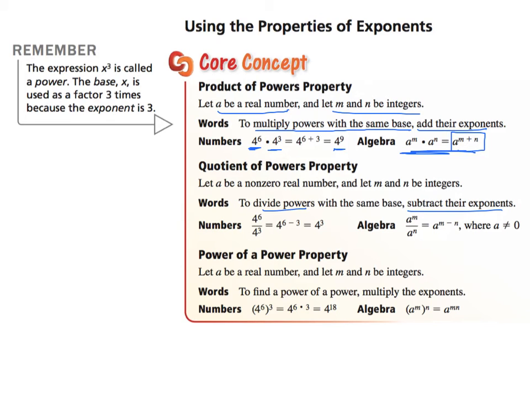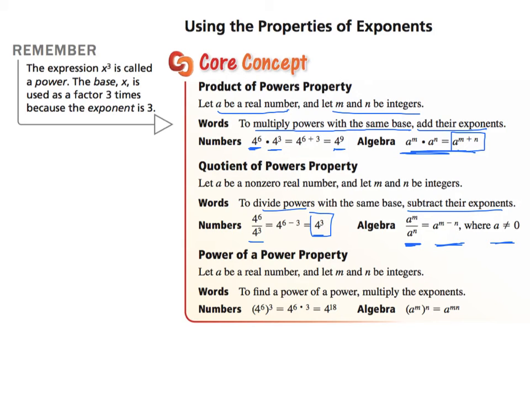So 4 to the 6th power divided by 4 to the 3rd, we just subtract the exponents, and we get 4 to the 3rd power. So that would look like this. A to the m divided by a to the n would give us a to the m minus n. Now, a cannot be 0.